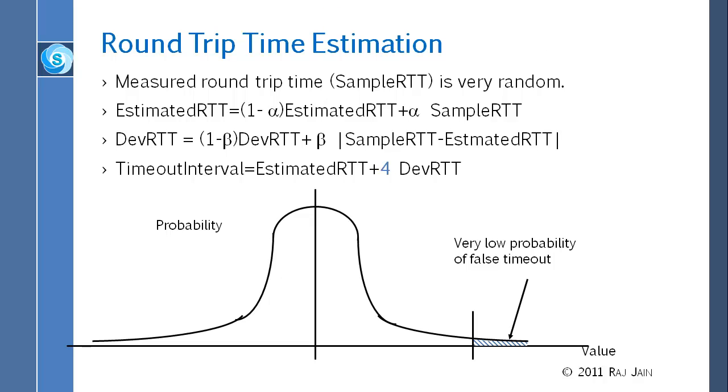Deviation of RTT is equal to 1 minus beta times deviation of RTT plus beta times the absolute value of sample RTT minus estimated RTT. So we see how much the sample is away from the estimate, and we take the absolute value and then we multiply by beta. Beta is another weight. Again you could have 0.5, 0.75, 0.25, or whatever value you want between 0 and 1. And so you get an estimated deviation from the mean.